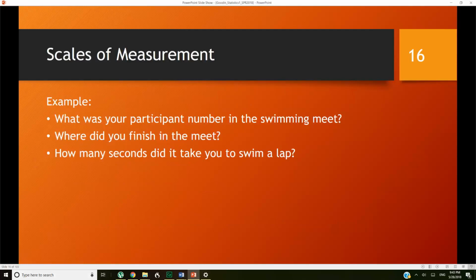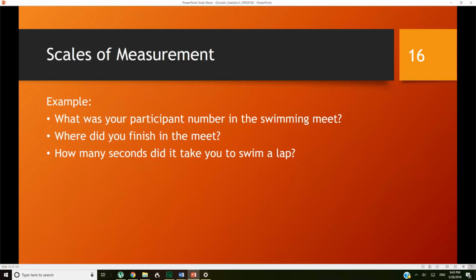As we start to think about scales of measurement, I'll give you some examples. When we're in a swimming meet or race of any type, they often give us a number. What meaning does that number have? Probably it just refers to the number in which we showed up to the race, and it allows the judges not to confuse one person with another.